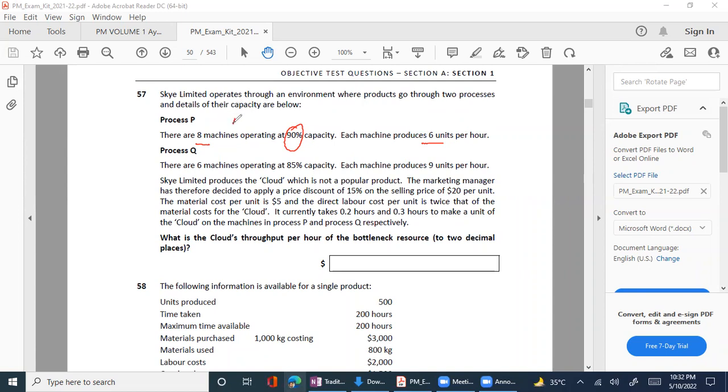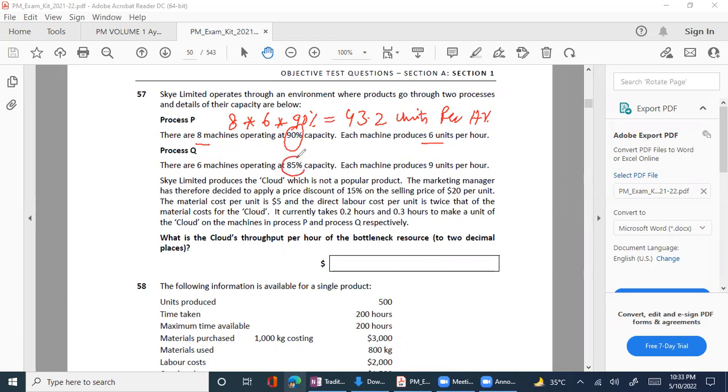So it means 8 into 6, because the work is done at 8 places, 8 machines means 8 production lines, and they are not operating at 100%, they are operating at 90%. So from process P, we can produce 43.2 units per hour. In total, we can produce 43.2 units per hour.